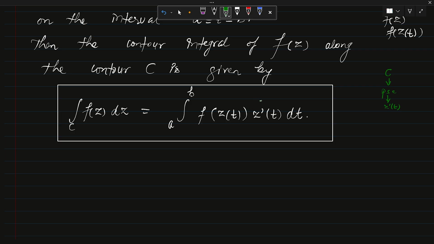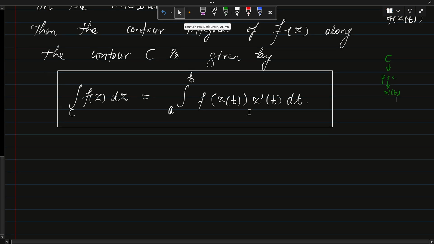Okay, now based on this definition we are going to discuss some significant properties of integral, but before that let us have a look at the variety of this contour C. What do you mean by the sum of two contours, negation of two contours and so on? So this is the definition.